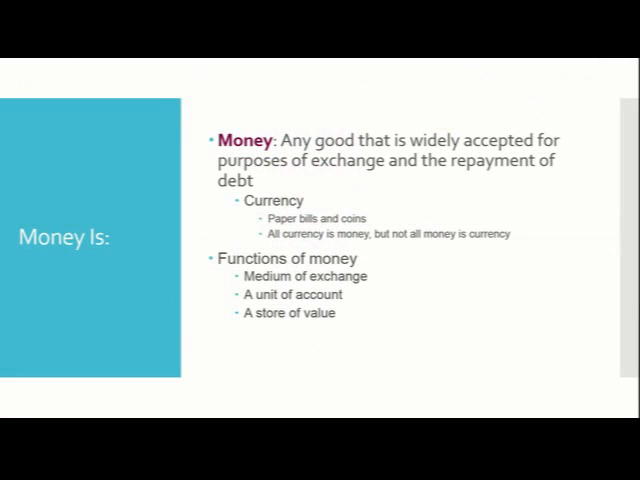Currency. Currency is paper bills and coins. The stuff you put in your wallet or your pocket or your purse or wherever you keep your money. Your paper money. All currency is money. Okay. Not all money is currency. As I said before, some money is mackerel tins.